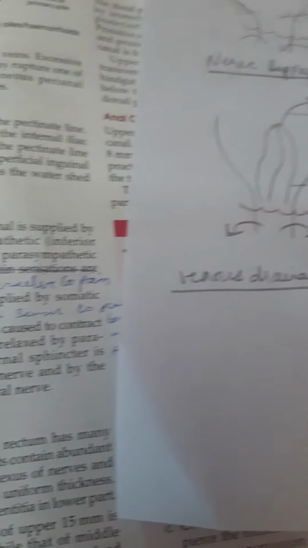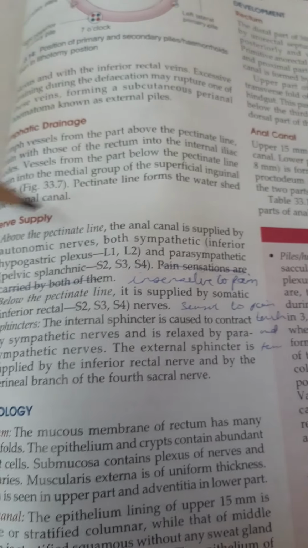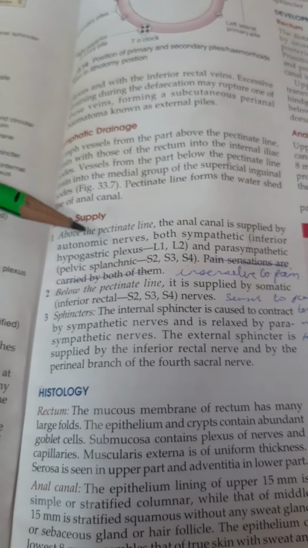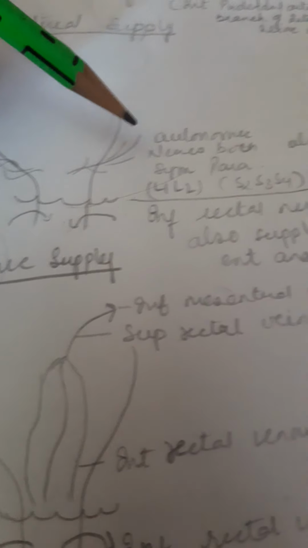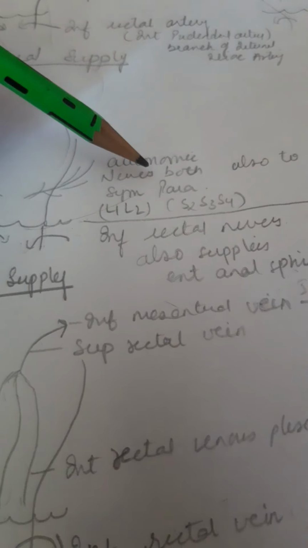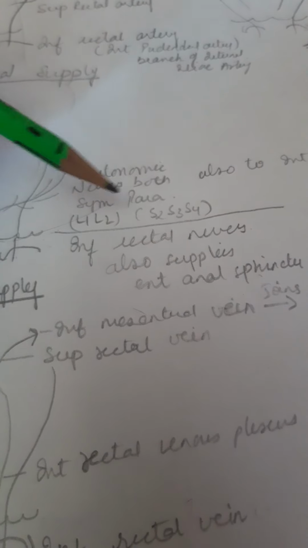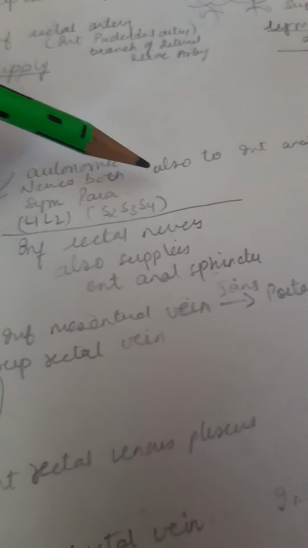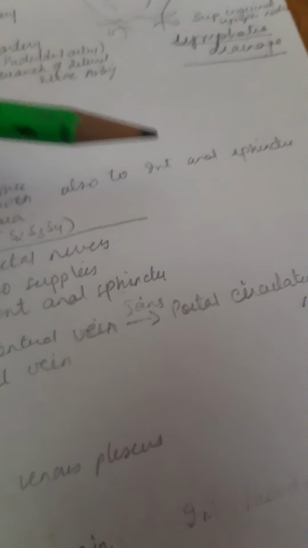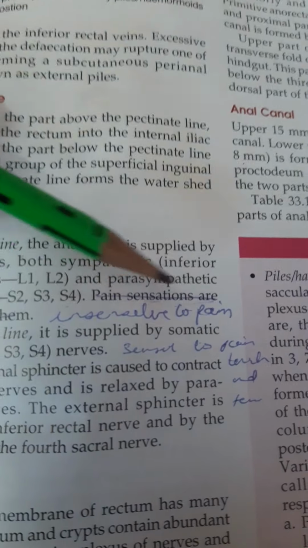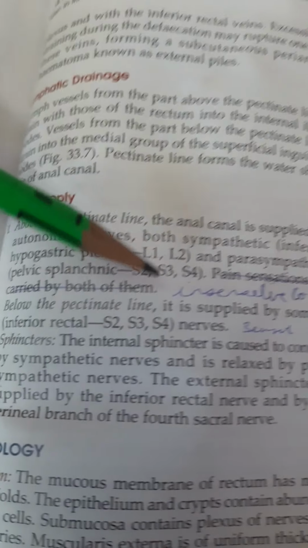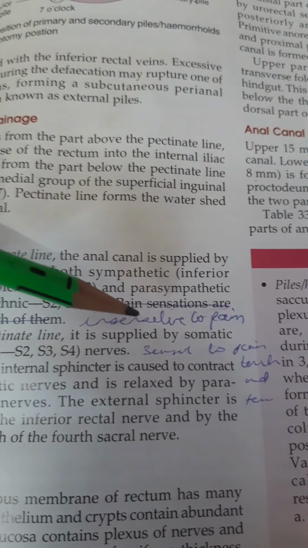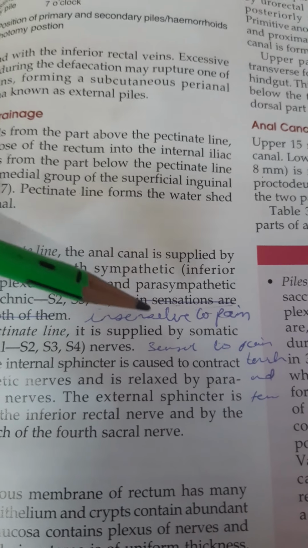Then comes the nerve supply. Above the pectinate line, the anal canal is supplied by the autonomic nerves, both sympathetic and parasympathetic, and they also supply the internal anal sphincter, and this is insensitive to pain. So here in your book it is written pain sensations are carried by both of them. This is wrong. This is insensitive to pain. This is sensitive only to stretch and distension.